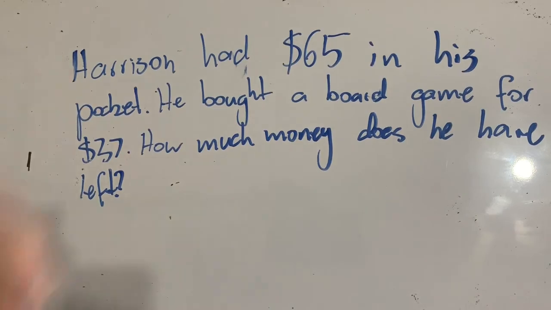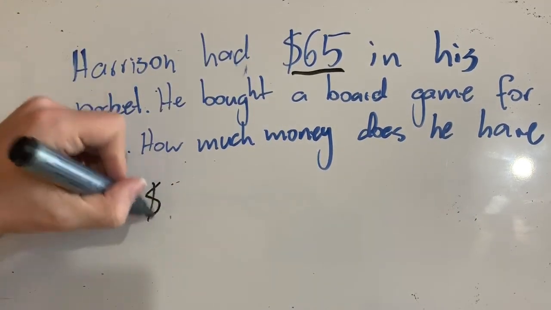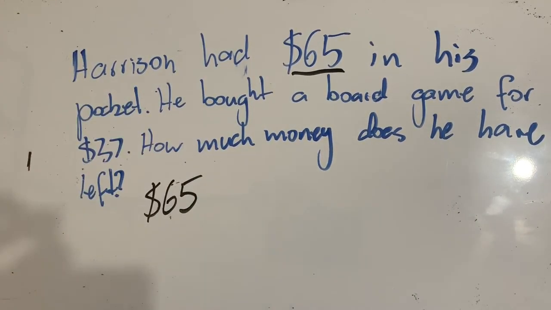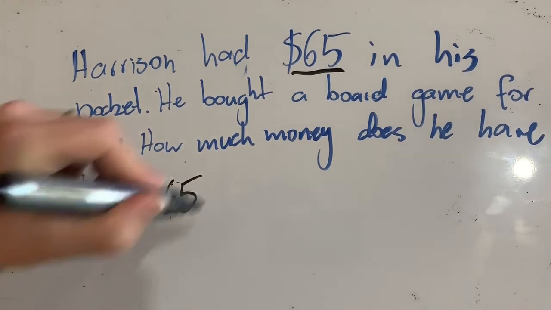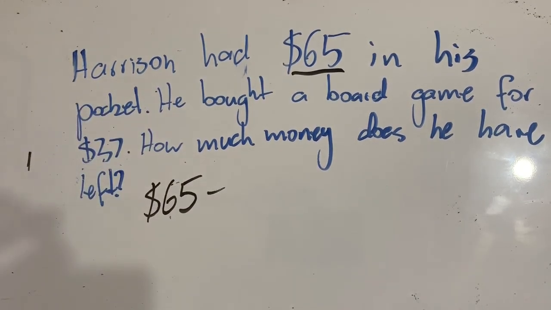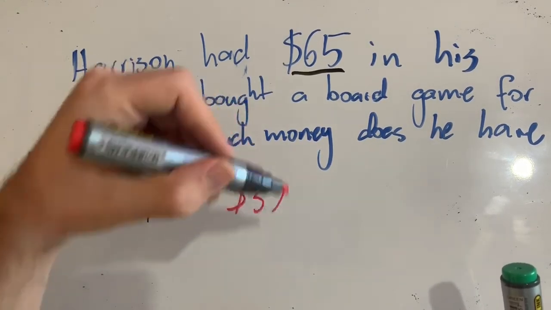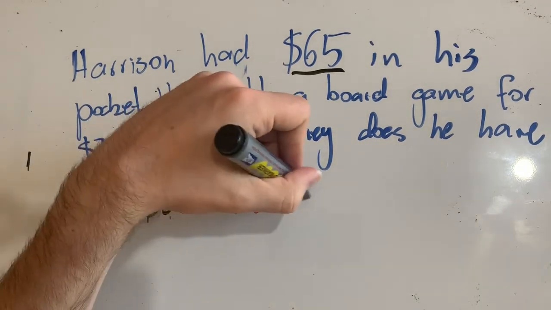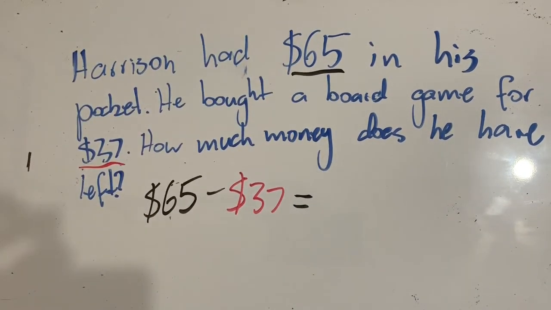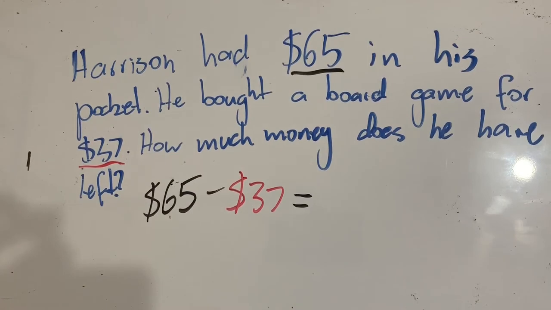He started with $65. And at some point, he spent some money, so he got rid of some. He got rid of $37. Okay. And we would like to find out the solution. Okay, so I want to split $37 into two easier to work with pieces.